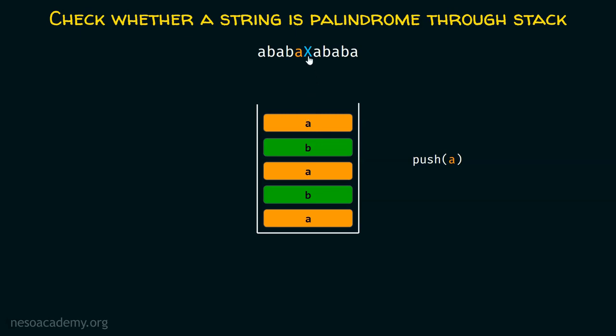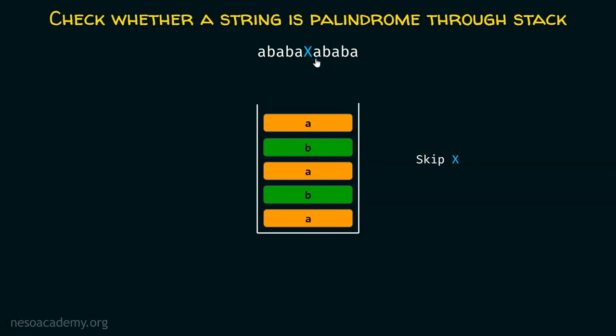Now we have reached the middle of the string, isn't that so? We know that the middle of the string is always marked with capital X. What will we do at this point? We will not push this character onto the stack. We'll simply skip this character. Okay. Now after reaching the middle of the string, we have to read the rest of the characters, right?